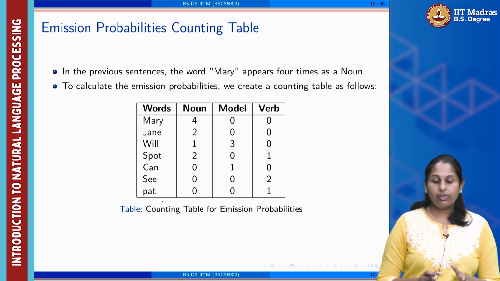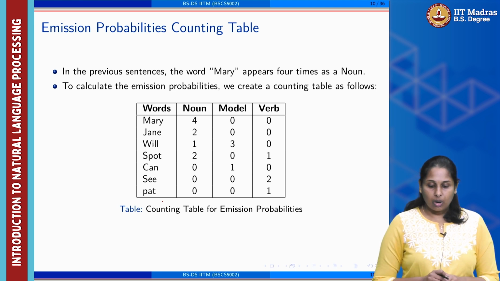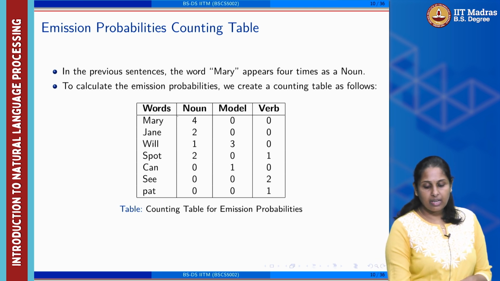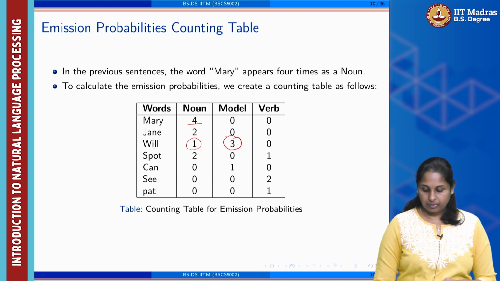So now what we are trying to do is calculate the emission probabilities. So now emission probability says that Mary as a noun occurs 4 times, but will as a noun occurred 1 time but as a modal verb 3 times. Similarly for the other words in the sentence, right?